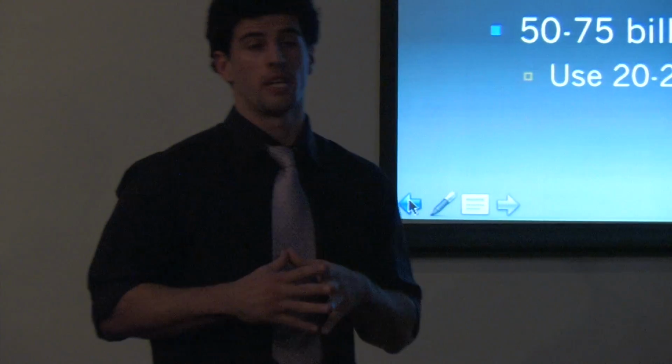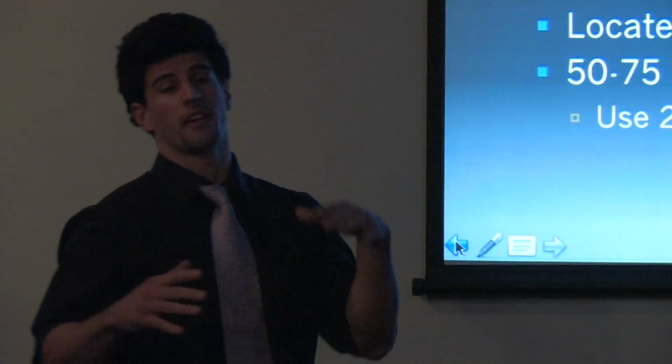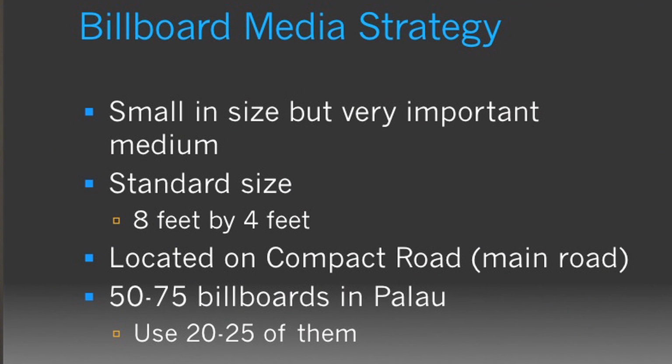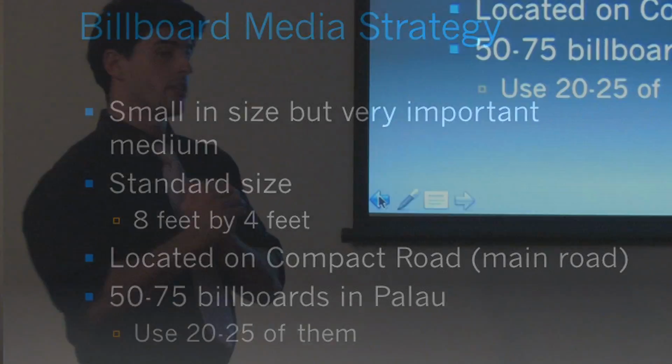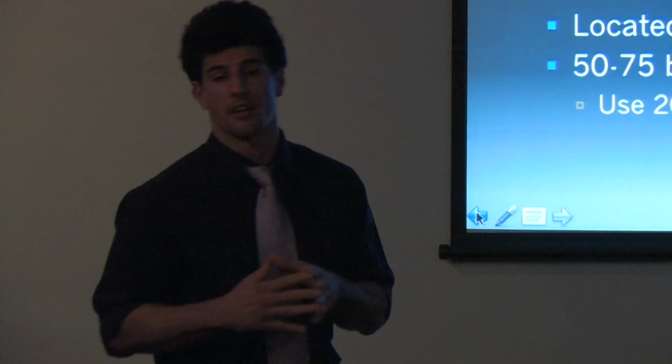Billboard media strategy. Although they are small in size, they are a very important medium in Palau. The standard size for a billboard is 8 feet by 4 feet, and they can either be used horizontally or vertically. Most of the billboards in Palau are located on Compact Road, which is the main road in Palau. They have about 50 to 75 billboards throughout the country, and we will be utilizing 20 to 25 of these during our campaign.